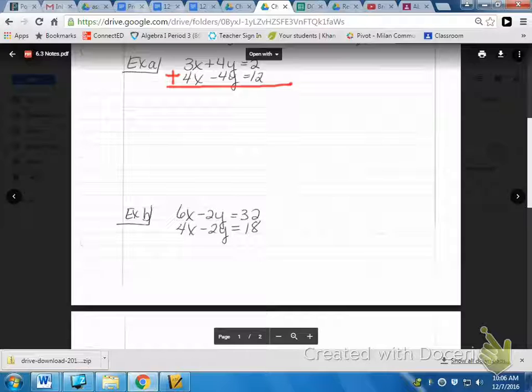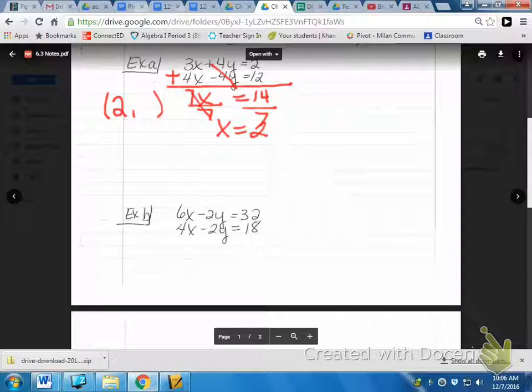3x plus 4x, 7x. 4y minus 4y, gone, equals 14. Solve for x, divide by 7, x equals 2. We have half of our solution already done. So when I start my ordered pair, 2 is x. I just got to find y.